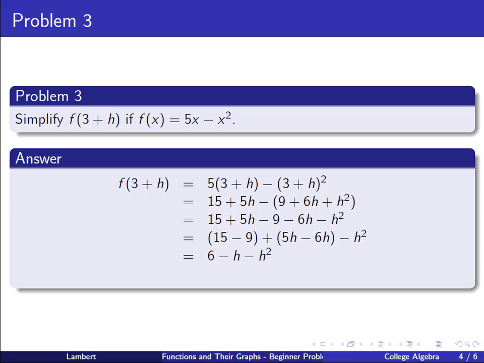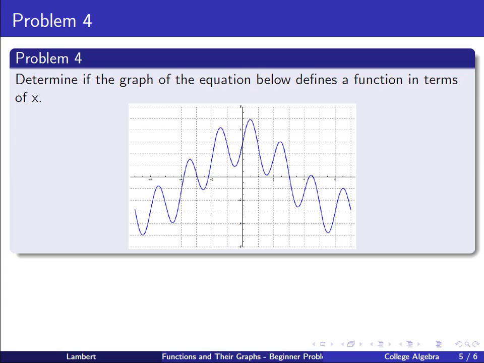And now, since it's negative h squared, we'll have a plus h and a minus h. It's just a matter of sorting those out. And so we get 3 plus h and then 2 minus h. And that would be another format for this final answer in terms of simplifying. Either answer would be acceptable, though. Okay. We want to determine if the graph of the equation below defines a function in terms of x.